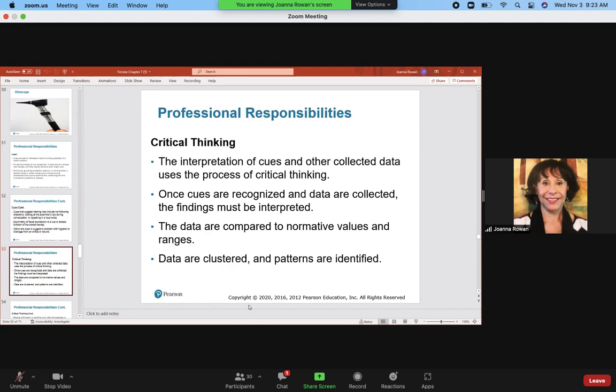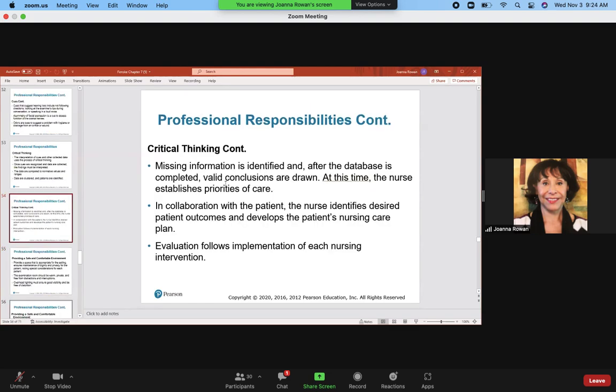So most likely, when you use critical thinking, that will give you the diagnosis or the problem. What is the problem? Bleeding, or the patient has anemia. And so either way, you already know that something is wrong. Something is going on there. Missing information is identified after the database is completed and conclusions are drawn. At this time, the nurse establishes priorities of care.